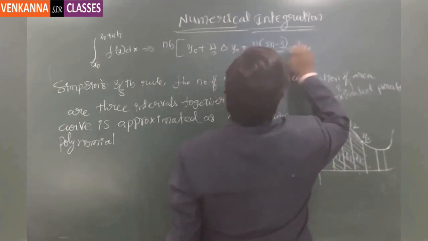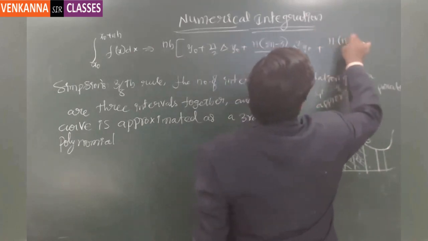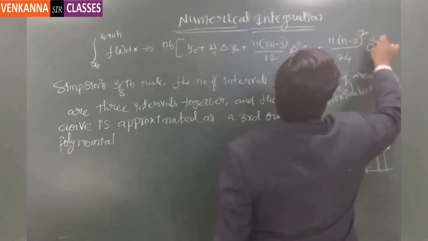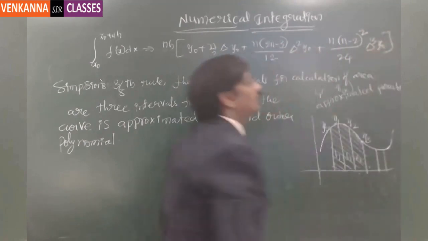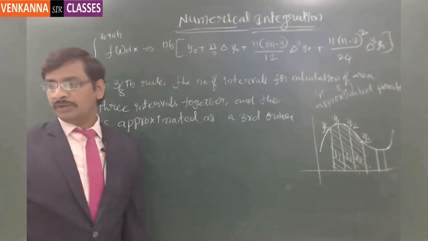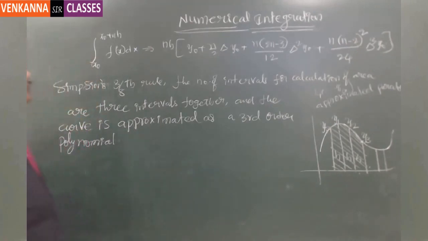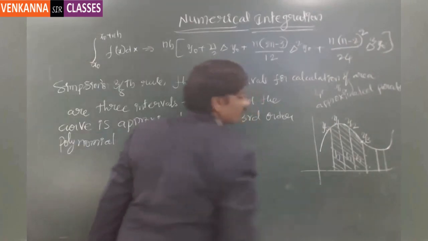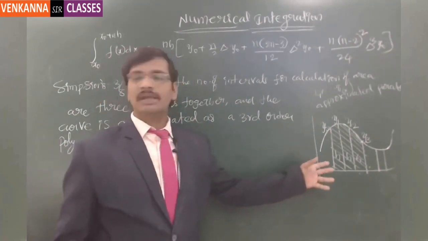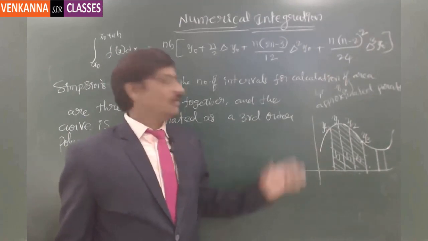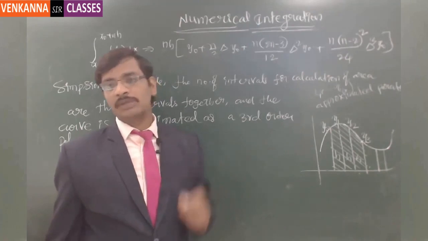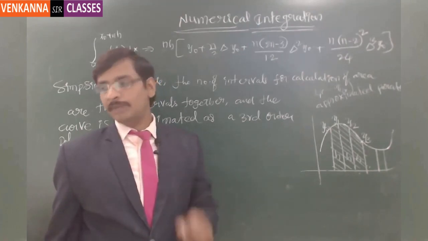so plus n into (n minus 2) whole square divided by 24 times delta cube y0. So this is the formula that you need to be using in case of Simpson's 3/8 rule. So here again, if you substitute, you are taking three different intervals together. Indirectly what it conveys for us is, when you are considering this area calculation, you need to divide this entire area into such number of strips where that has to be a number which is divisible by 3.